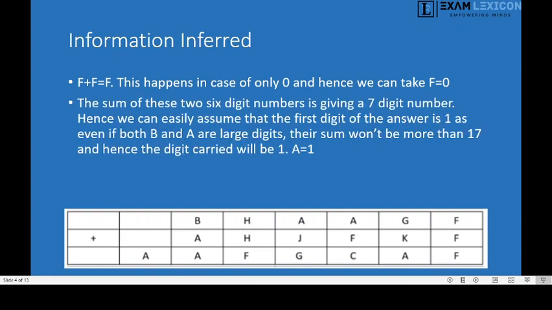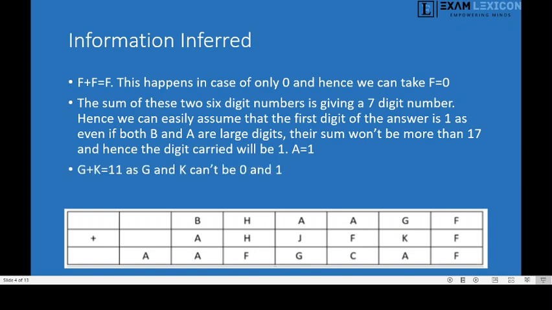Next, the sum of these two 6-digit numbers is giving us a 7-digit number. Hence we can easily assume that the first digit of the answer is 1, as even if both B and A are large digits, their sum won't be more than 17, and hence the digit carried will be 1 only. Hence we can take A is equal to 1.